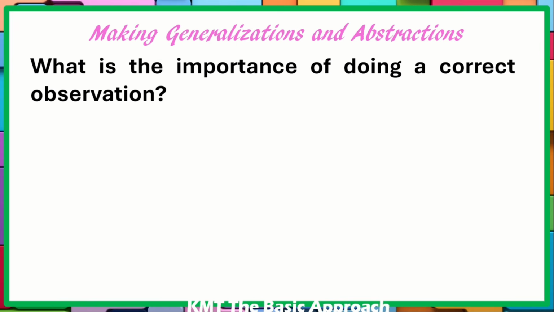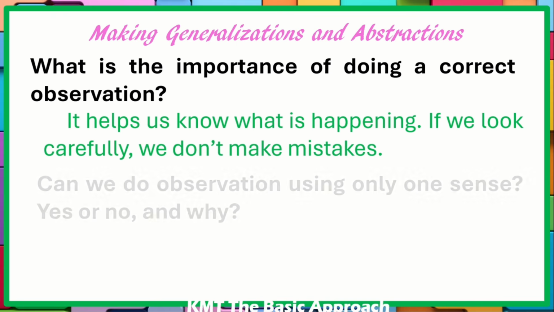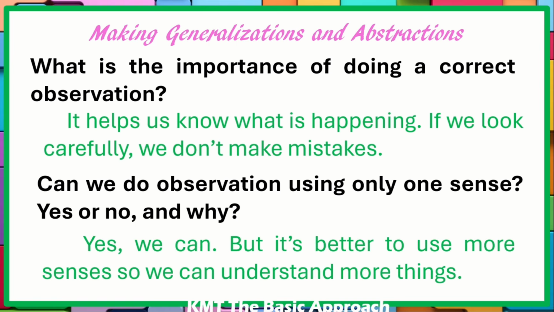What is the importance of doing a correct observation? Good job! It helps us know what is happening. If we look carefully, we don't make mistakes. Can we make an observation using only one sense? Yes or no, and why? Great! Yes, we can. But it's better to use more senses so we can understand more things.